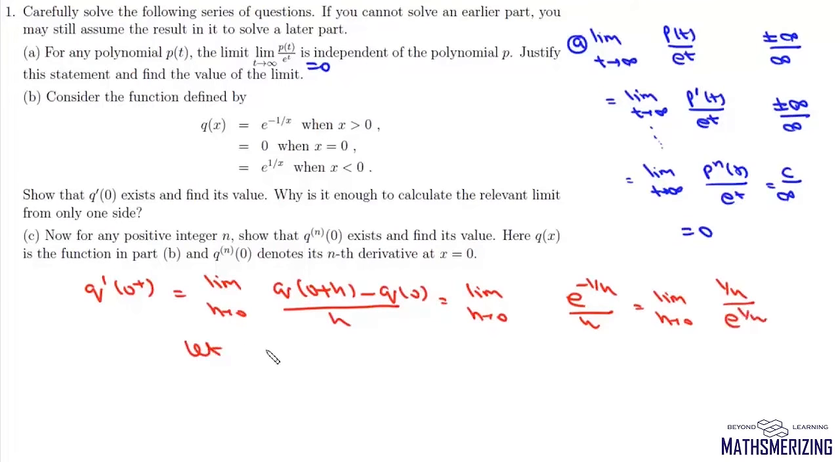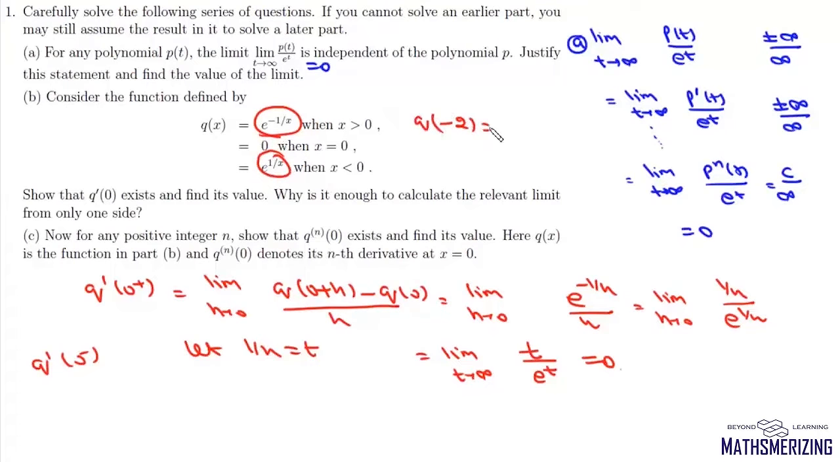Now what we will do is we'll let 1 by h as t, then we can write this as limit t tends to infinity t upon e to the power t, which is of the form p(t) upon e to the power t, and we know that this limit is equal to 0. So q dash 0 positive is 0. Now we need not calculate q dash 0 negative as this given function is an even function. So suppose we have to find the value of q(minus 2), it will be e to the power minus 1 by 2, which is same as value at 2. So this given function is an even function. So we just have to calculate limit from only one side. So this q dash 0 exists and its value is simply 0.